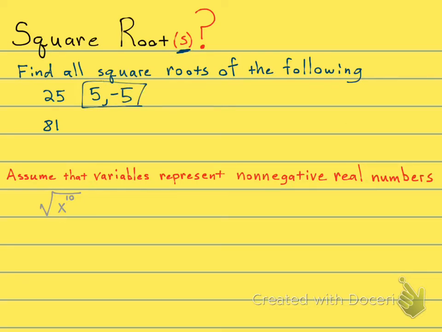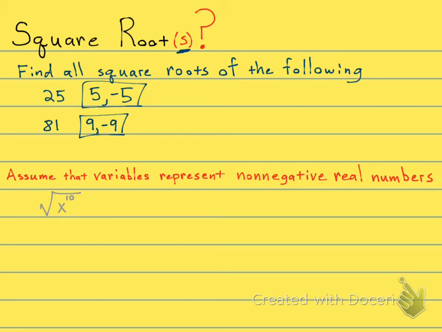Likewise, what would be the square roots of 81? Well, you could have 9 times 9, or you could have -9 times -9. So when asked like this, your square roots are going to include the positives and the negatives.